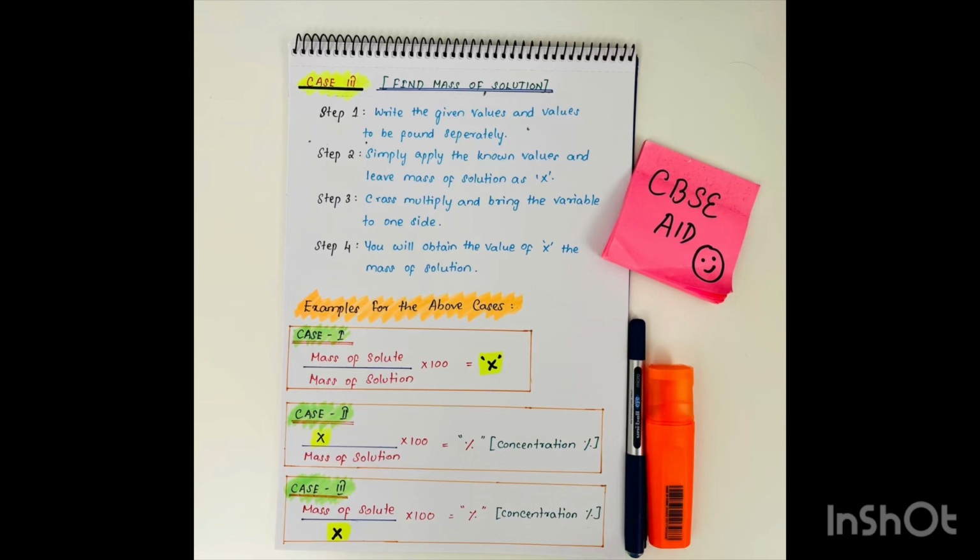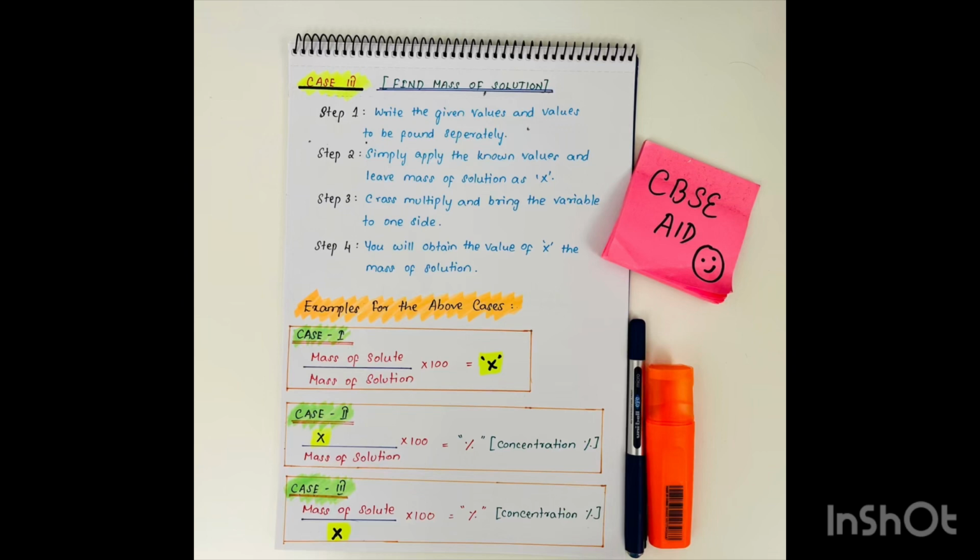Case number 3, where the mass of the solute and the percentage concentration of the solution will be provided in the question, and you will be asked to find the mass of the solution. You have to follow the same method as you followed for case number 2. Just pick all the information that's in the question, apply it in the formula, and leave the unknown information as x. You will end up with an equation with one variable. All you have to do is cross multiply, get the variable to one side and all the constants to the other side, solve and obtain the answer. And that answer will be the mass of the solution.